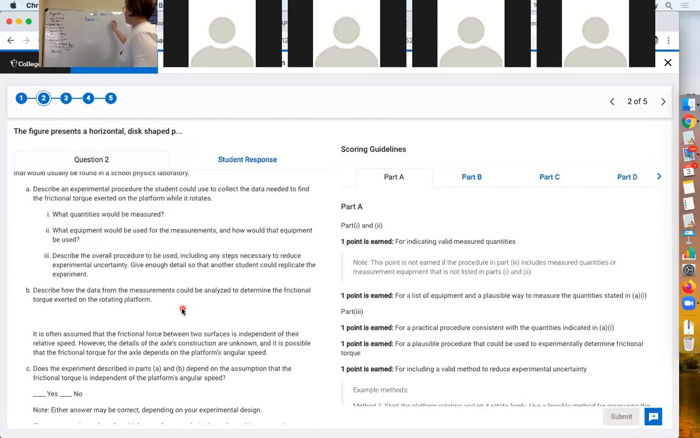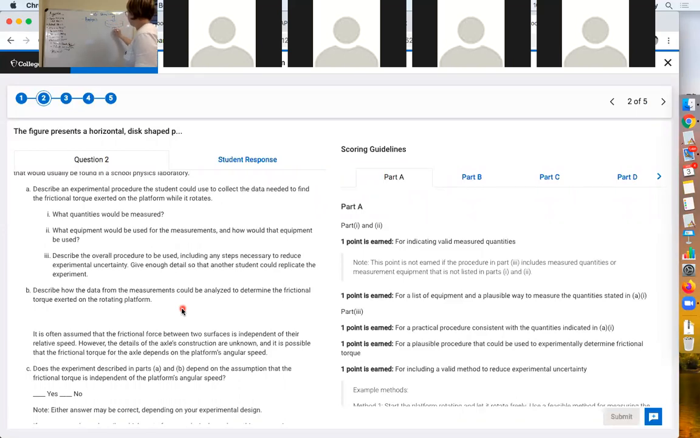So let's think about this. We have a disk. Do you guys want me to stop the screen share for this? Does it matter? Not really.